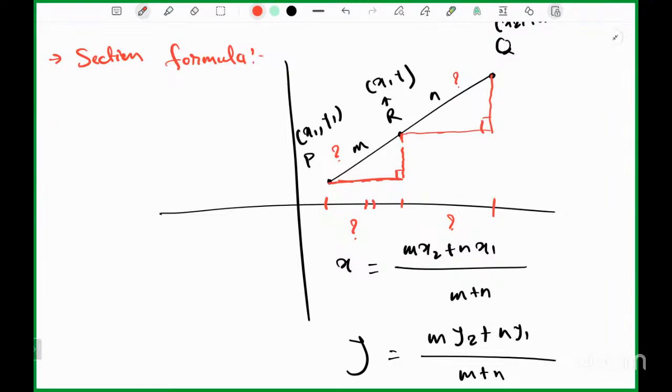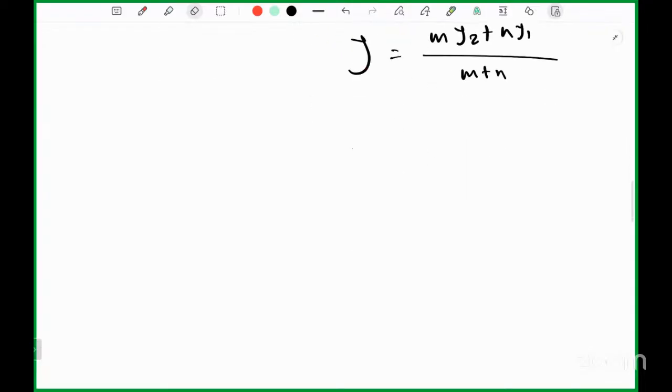First, construct a right angle triangle, and then use the Pythagoras theorem. It's up to your interest if you want to see the proof. But mostly questions were asked over the formula, so you should remember the formula, what the section formula is. I hope that is clear.